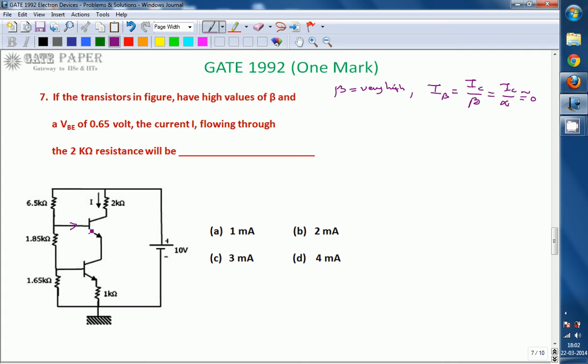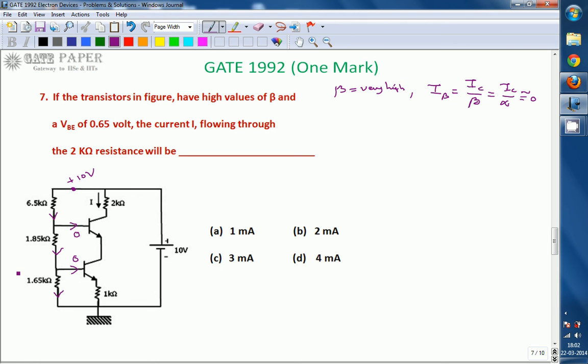This current is 0, and the current flowing through this one is also 0. Next, the same 10 volts we are applying is parallelly applied for this branch and for this transistor's branch. Since no current flows into the base, the same current will flow through this 6.5 kilo ohms, the same current through this 1.85, and the same current through this 1.65.